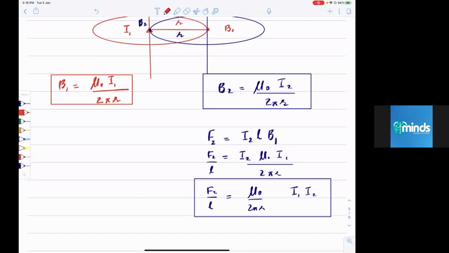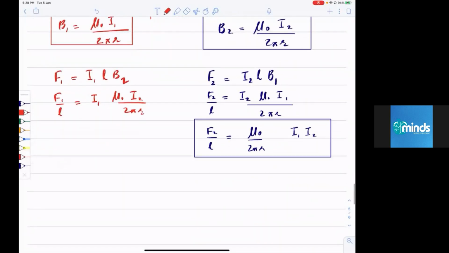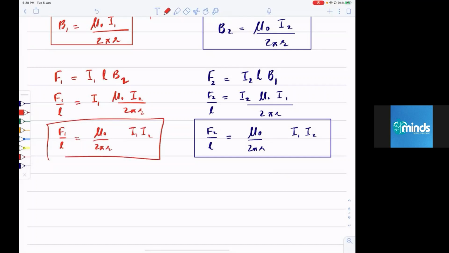Let's calculate the force experienced by the red conductor. For that, you will write this formula. F1 should be I1 L B2, right? Put the values. F1 over L equals I1 and B2 is mu naught I2 over 2 pi R. So you will surely agree that F1 over L is actually mu naught over 2 pi R I1 I2.